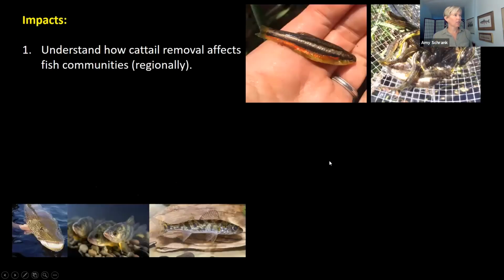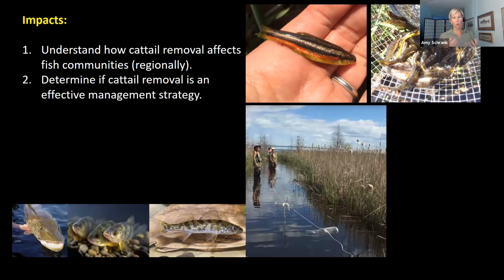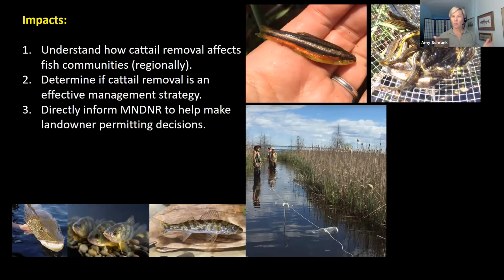So just to wrap up here, what do we suspect the impacts of this project will be? We really hope to understand how cattail removal affects fish communities, and not just in one or two lakes, but regionally in Minnesota. We want to determine if these small scale, landowner scale removals can be an effective management strategy and can benefit nearshore lake communities. And if it does seem to be beneficial, this would inform Minnesota DNR to help make landowner permitting decisions.